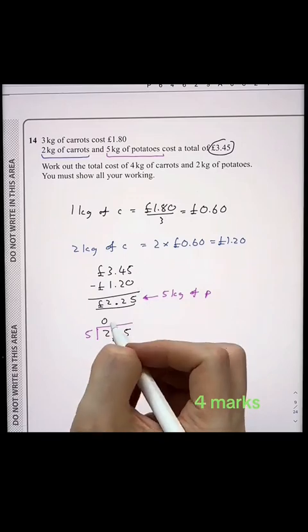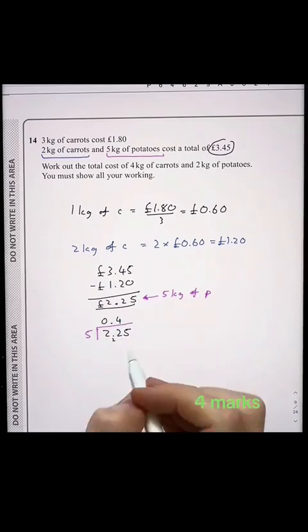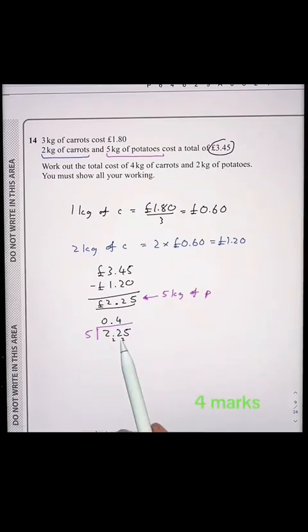5 goes into 22 4 times, as 5 times 4 is 20. As we have 22, the remainder is 2. Carry the 2. And 5 goes into 25 5 times. So the cost of 1 kilogram of potatoes is 0.45 or 45 pence.